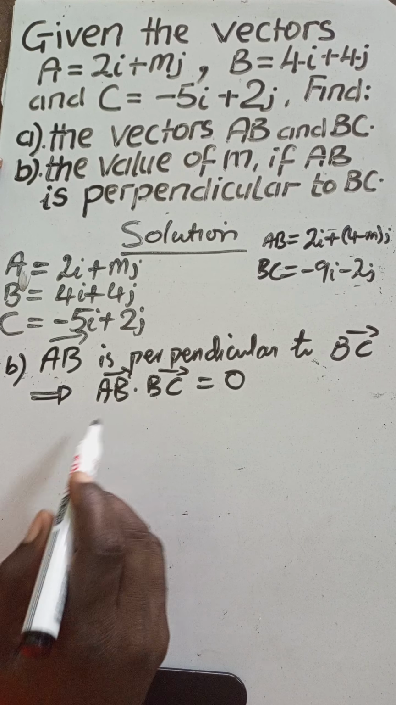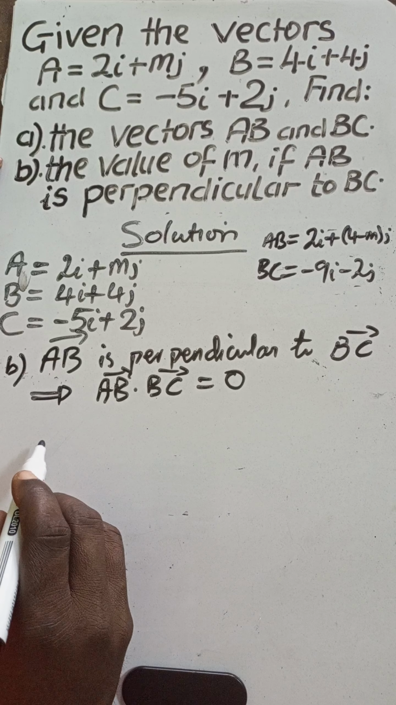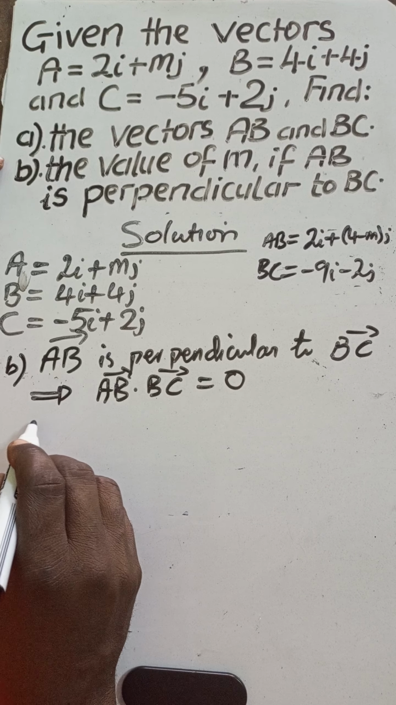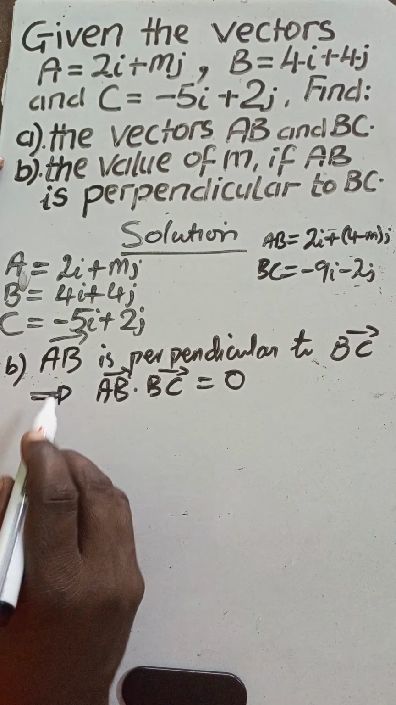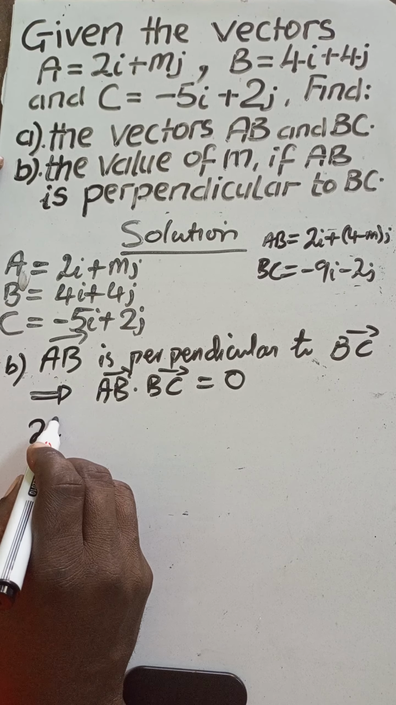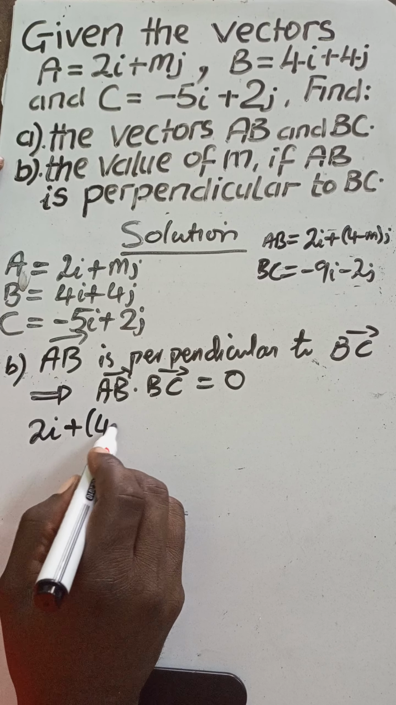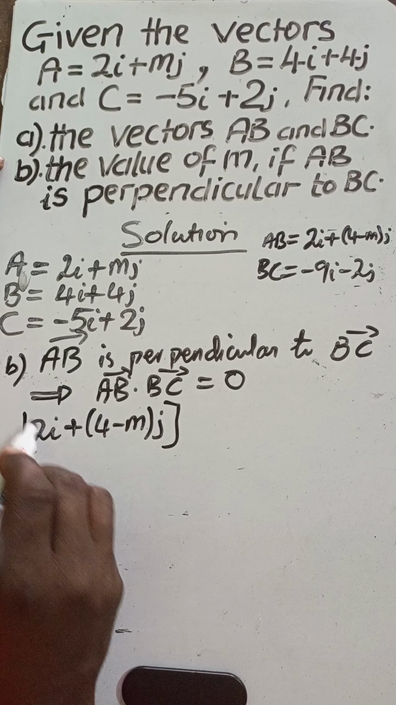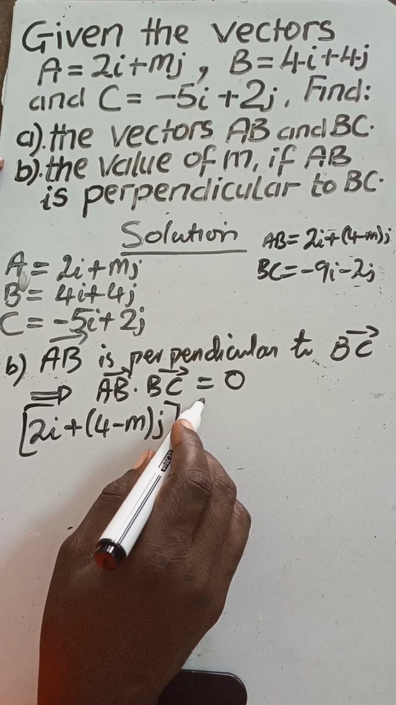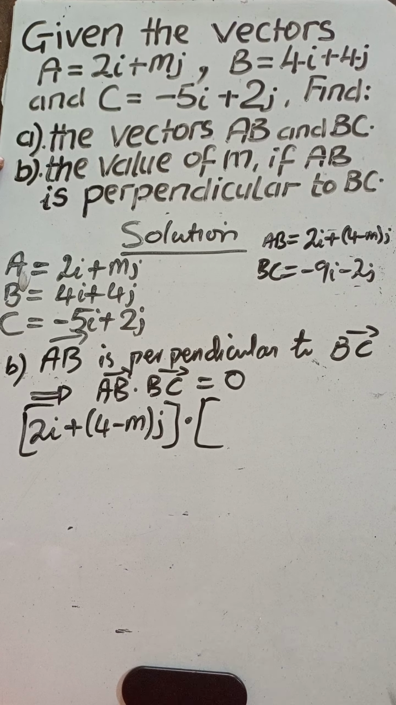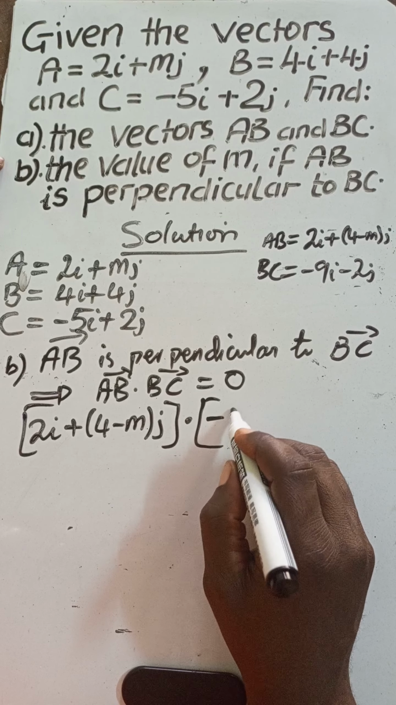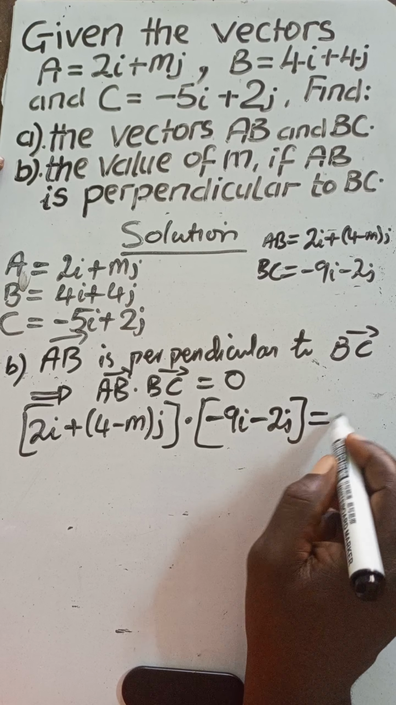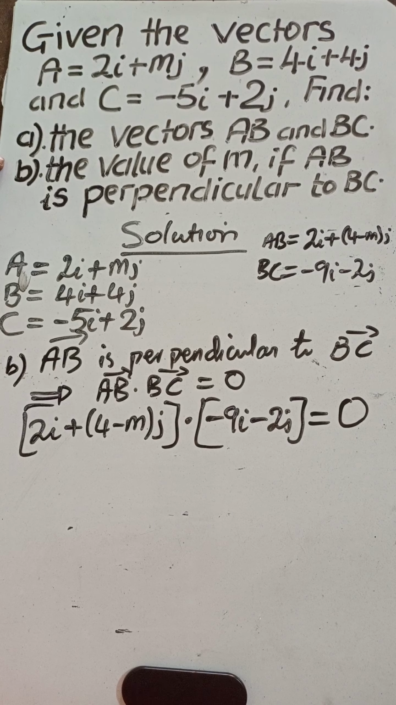So finally, this is the equation we have to solve. Now let's put in AB and BC and see how we can solve for the value of the constant m. We found AB to be 2i plus 4 minus mj, dot BC, which we found to be negative 9i minus 2j. This dot product must be 0.